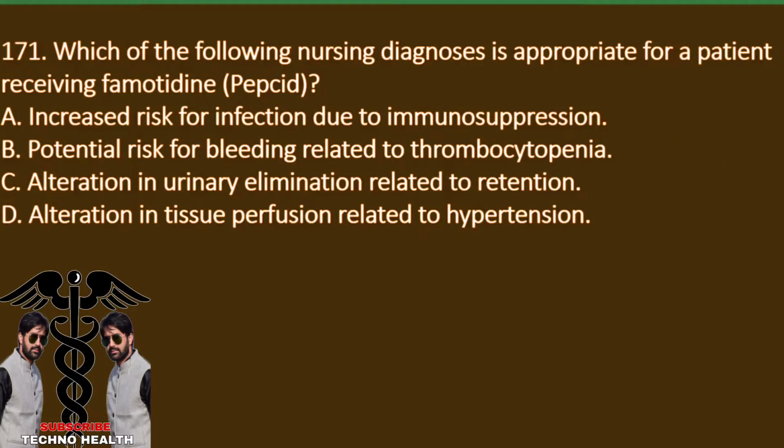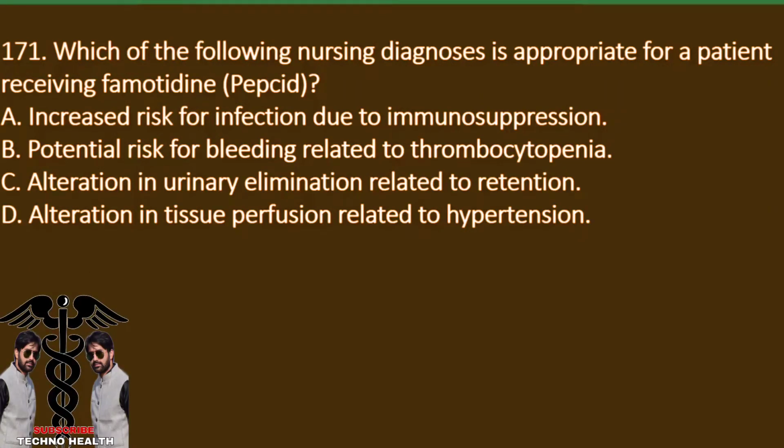Question 171. Which of the following nursing diagnoses is appropriate for a patient receiving famotidine, Pepcid? A. Increased risk for infection due to immunosuppression. B. Potential risk for bleeding related to thrombocytopenia. C. Alteration in urinary elimination related to retention. D. Alteration in tissue perfusion related to hypertension.